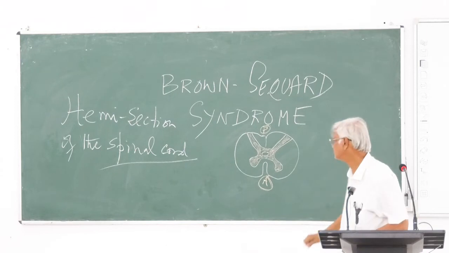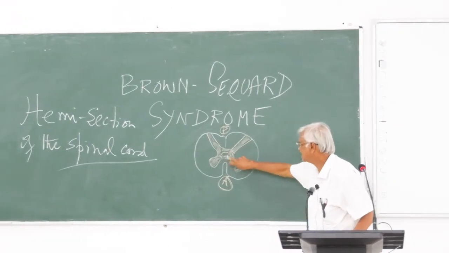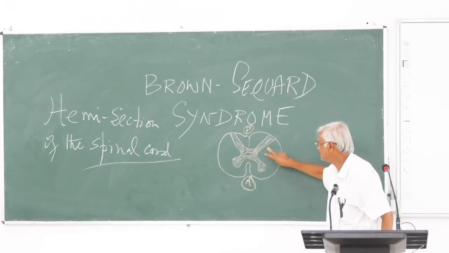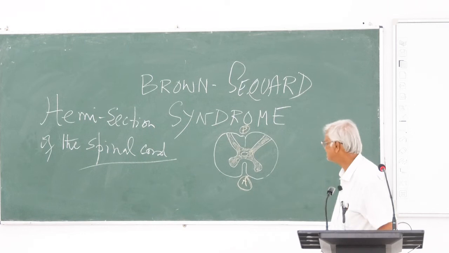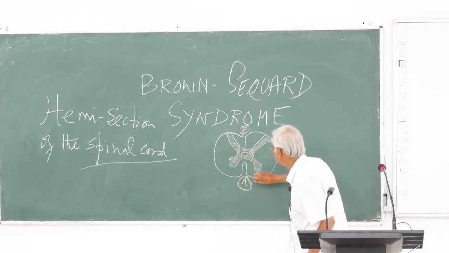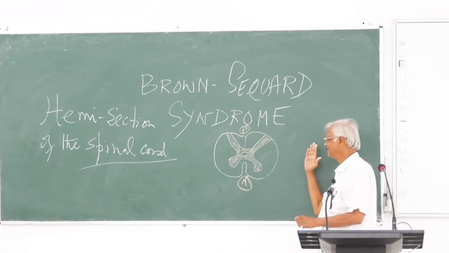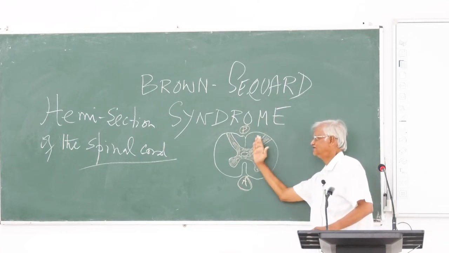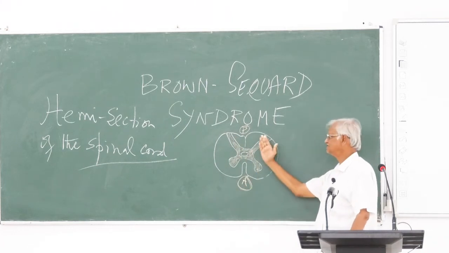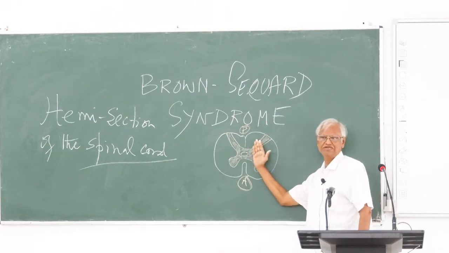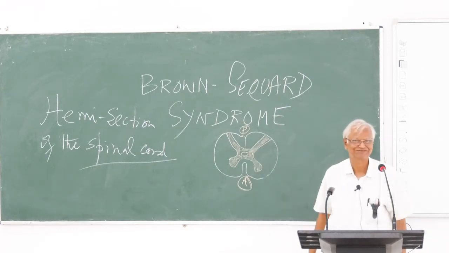Hemisection of the spinal cord. This is a cross section of the spinal cord, this is the grey matter, this is the central canal, this is all white matter. Hemisection means you take a blade and cut this part like this. Say this side is intact, this side is having a lesion, an injury, a damage.